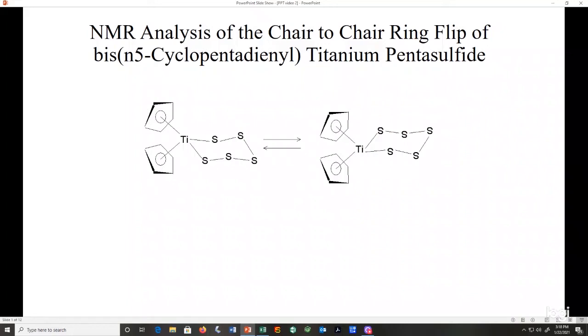NMR analysis of the chair-to-chair ring flip of bis-cyclopentadienyl titanium pentasulfide. In this video, we'll analyze our temperature-dependent NMR data to determine the activation energy and delta G, delta H, and delta S for the transition state of the ring flip.